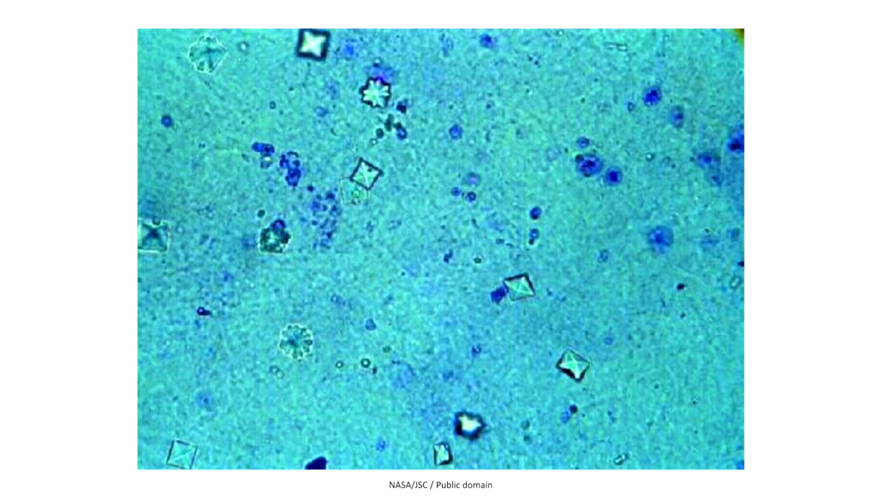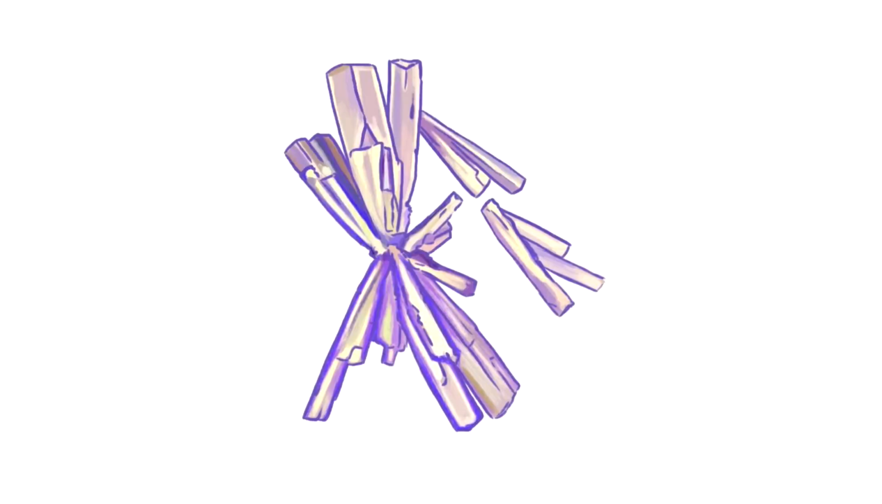Here is a microscopic image of the calcium oxalate stones. Notice the octahedron shape and a square with an X in the center. Here's an illustration of calcium phosphate stones. Notice the wedge-shaped elongated crystals.